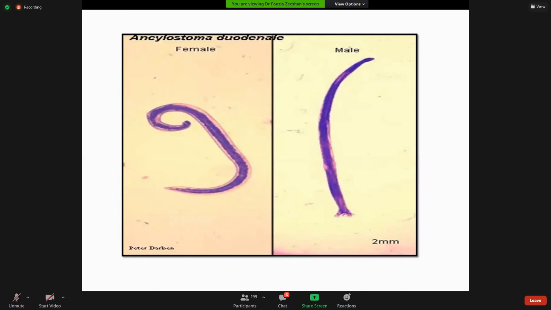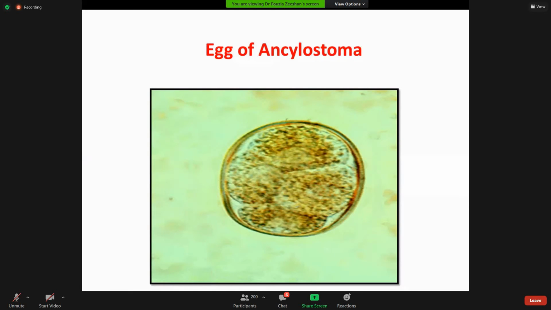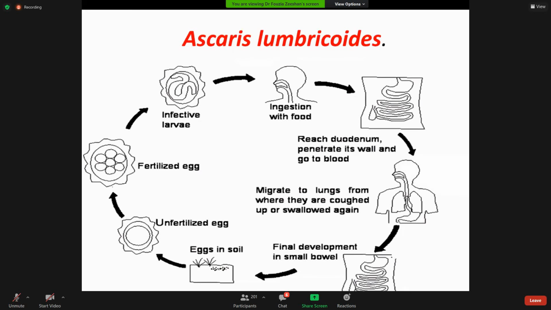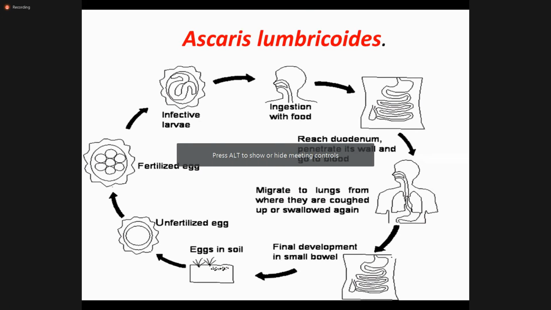Okay, this is the male and female picture of the Ancylostoma duodenale. This is the egg of the Ancylostoma duodenale. Then Ascaris lumbricoides. Again, humans are infected by ingesting embryonated eggs in food or water contaminated with human feces. The egg hatches in the small intestine, and the larva migrate through the gut wall into the bloodstream and then into the lungs. They reach the alveoli, then the bronchi, trachea, and then are swallowed again.